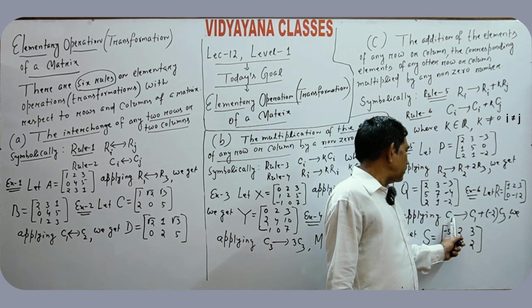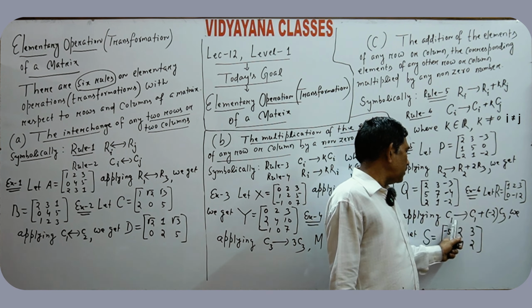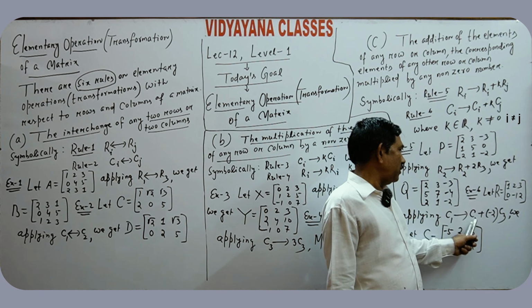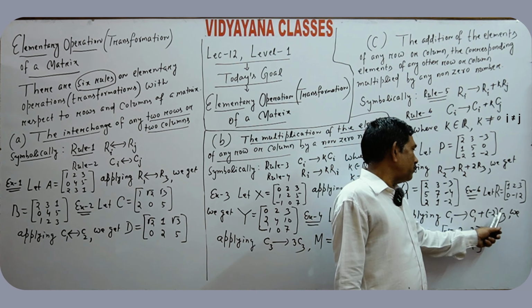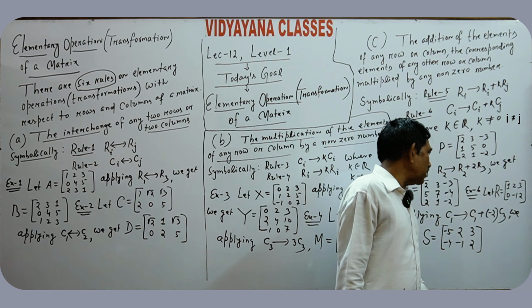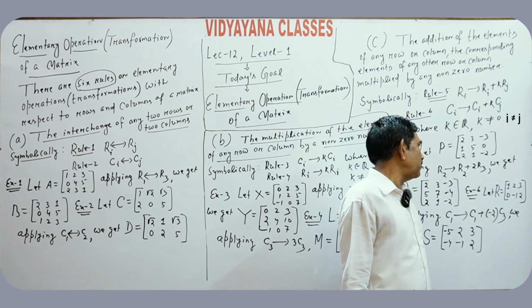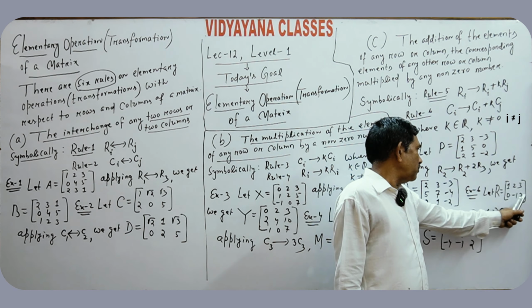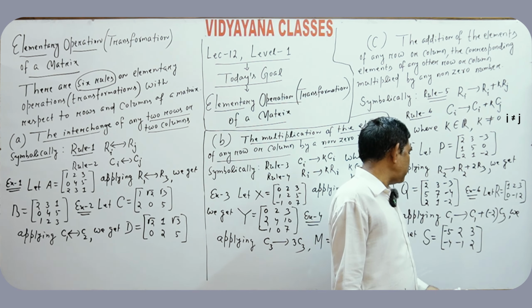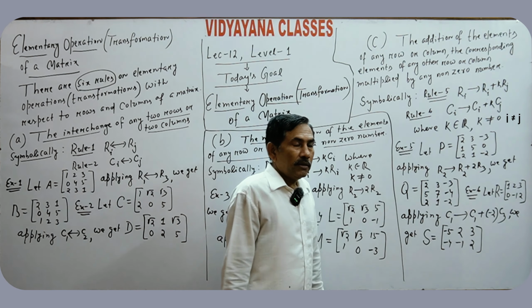Column 1 is replaced by, that means column 1 will be column 1 plus minus 2 times of column 3. 1 plus 3 into minus 2, which gives minus 5. 0 plus 2 into minus 2, which gives minus 4. No change of column 2 and column 3.